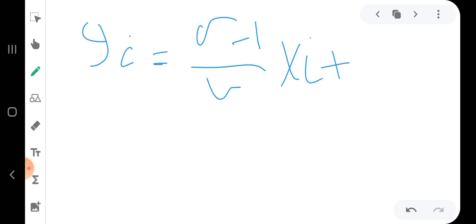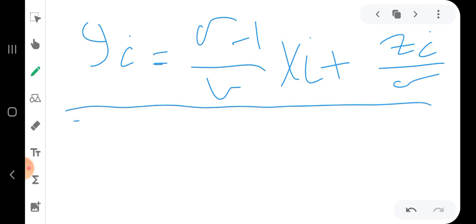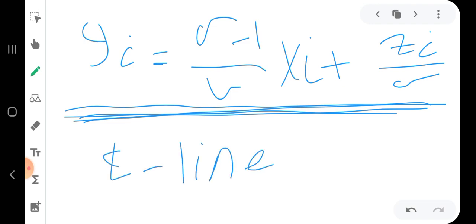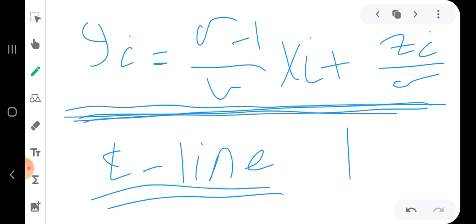plus ZI over nu. So this equation is called the material balance equation, or we can call it the Q-line equation. The Q-line equation. So this is our first equation.